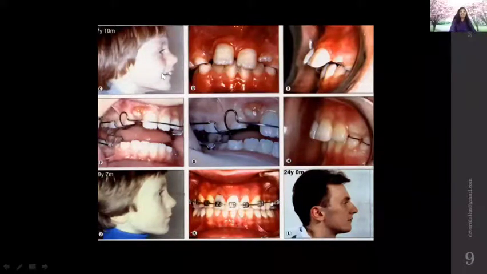Then they investigated thoroughly what was the probable cause for that. They came to know that the boy had class 2 division 1 malocclusion with an overjet of around 9 millimeters. Because the overjet was more, there was one thing which was happening, that the lower lip was cushioning the palatal surface of the maxillary incisors.